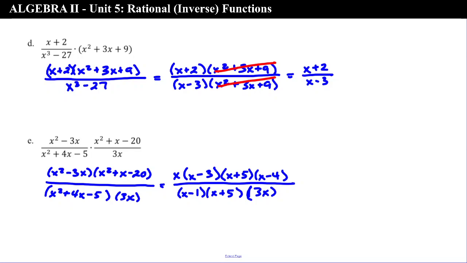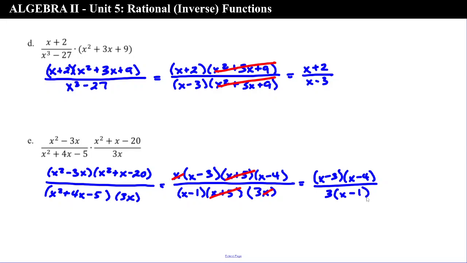So, now that we have that much, let's see what we can cancel. So we can get rid of the x plus 5s. We can get rid of this x. And that leaves us with x minus 3 times x minus 4 on the top, all over. I'm going to bring the 3 out in front, 3 times x minus 1.